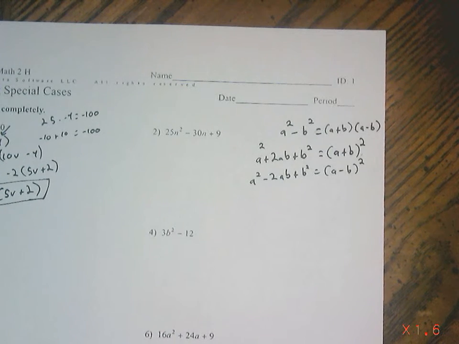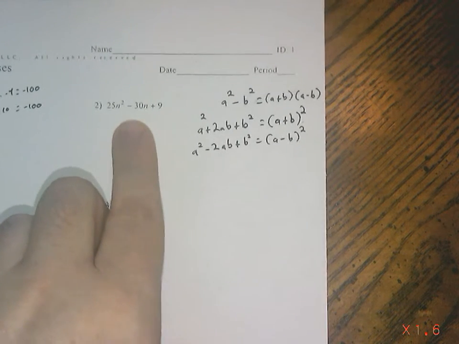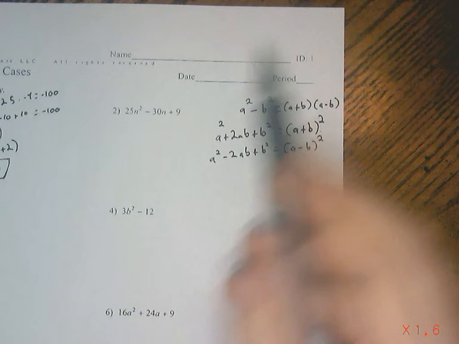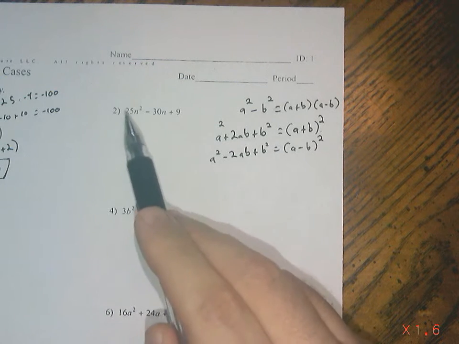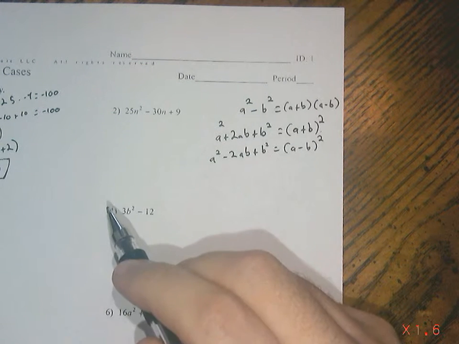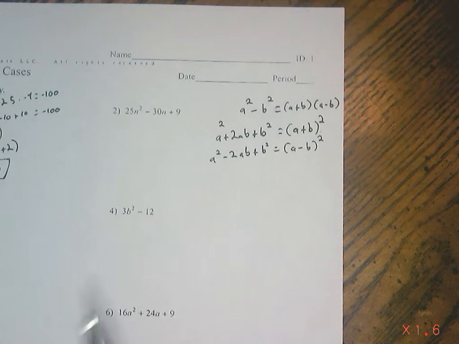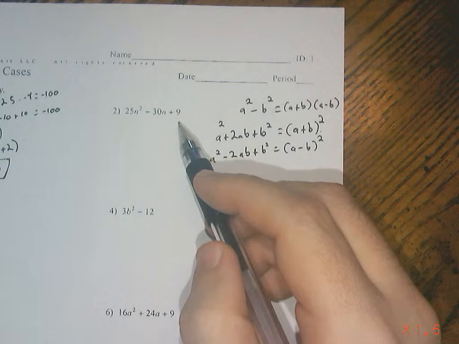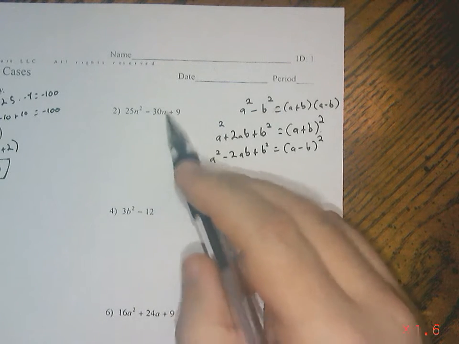So let's look at an example of this. Let's start by looking at number 2 here. First of all, let's figure out what a would be. A would be 5n, right? If I took the square root of 25n squared, that would be 5n. Okay, b would be 3, right? So if I take 5 and 3 and multiply them together, I would get 15, right? If I times that by 2, I would get 30.